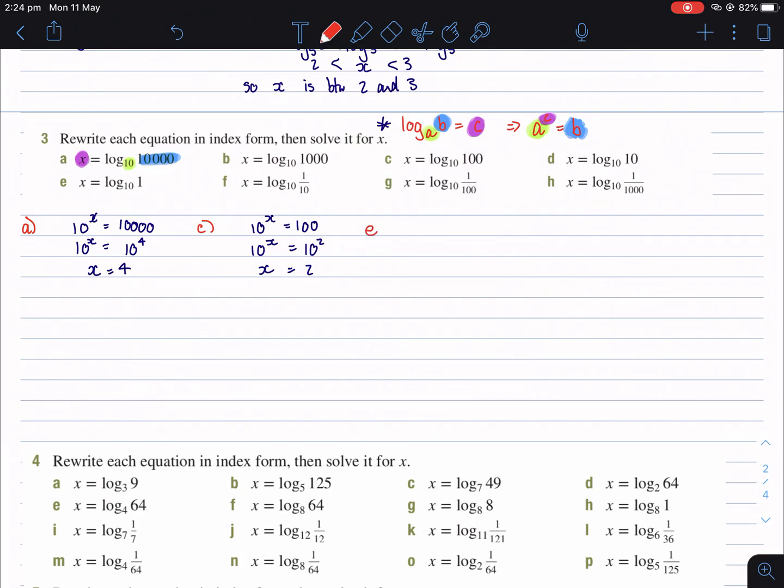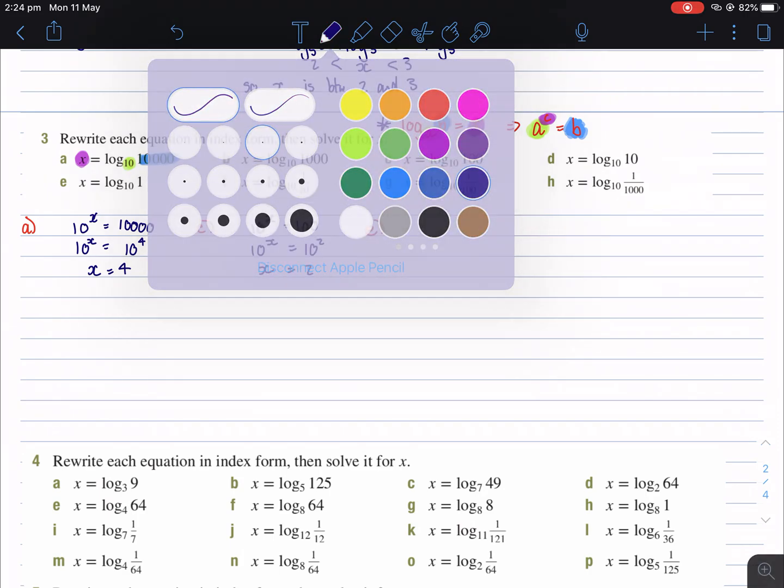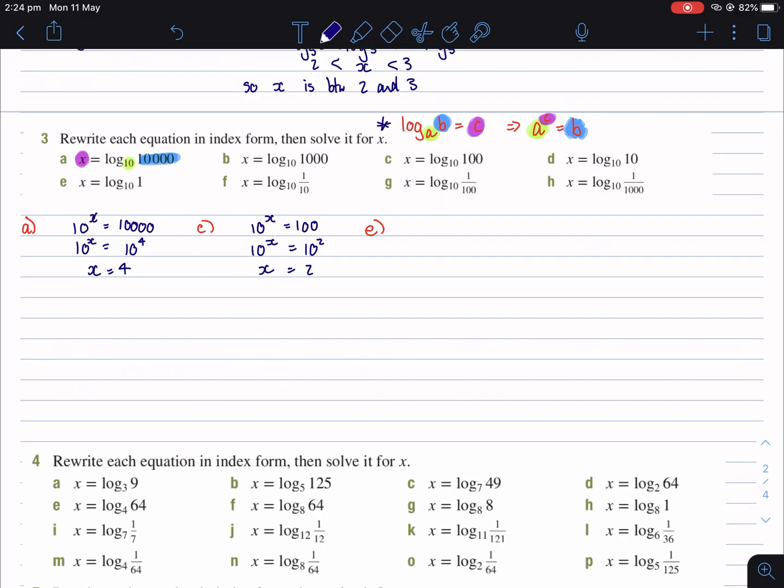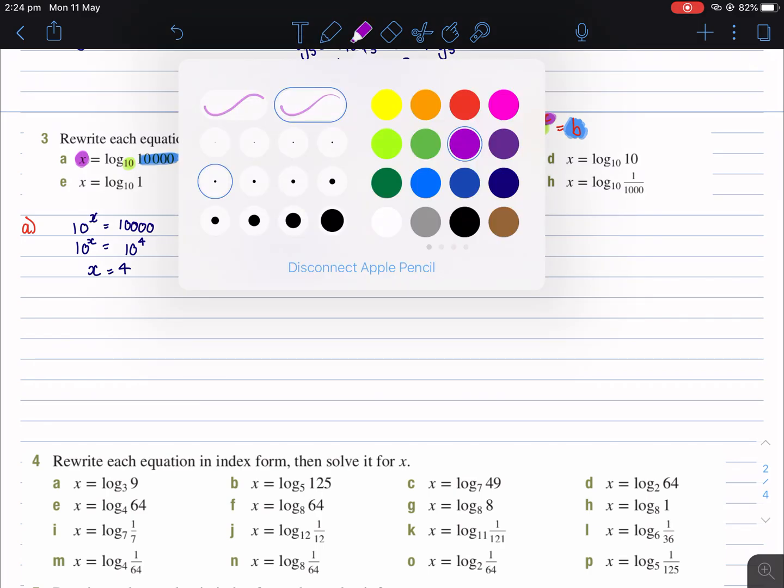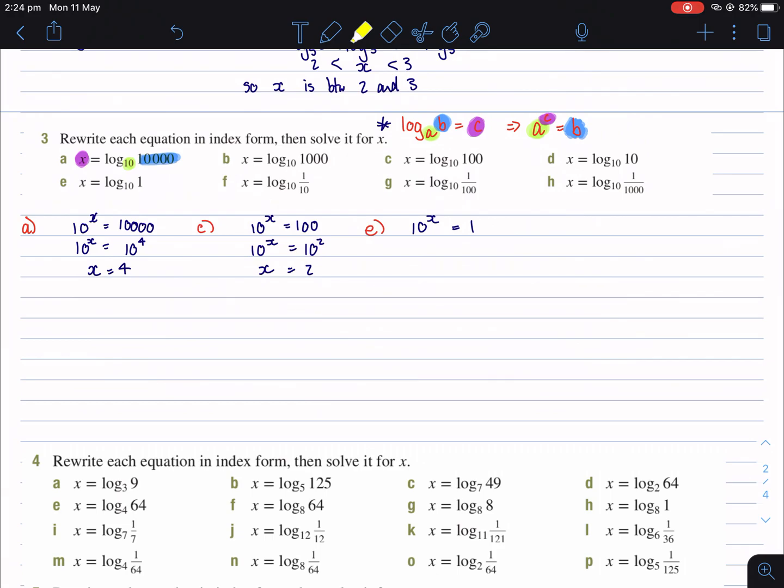A, C, E, we've got log base 10 of 1. So 10 to the x equals 1. Now, having a 1 here is a bit of a gimme, because there's only one way to end up with anything to the anything equals 1, and that's for it to be 0. So 1 is the same as 10 to the 0. So x equals 0. So every time you've got 1 here, this is your answer.